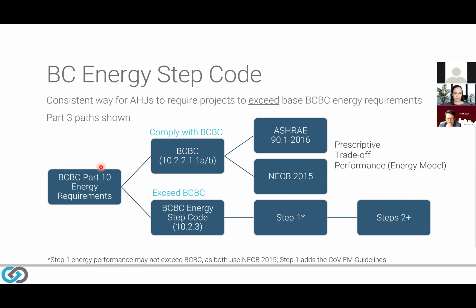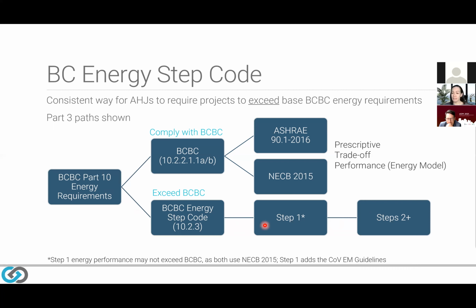So just if that comes up, if you're wondering if something's relevant, generally speaking, I'm talking Part 3. So in the code, there's a section called Part 10, which is actually the energy efficiency requirement for these buildings. And there's 2 paths. One is to comply with BC, and that's either using ASHRAE 90.1 2016 or NECB 2015. And you can just do that as normal within those codes using either the prescriptive, trade-off, or performance methods. And then the second pathway is for exceeding BC, and that's where the step code comes in.